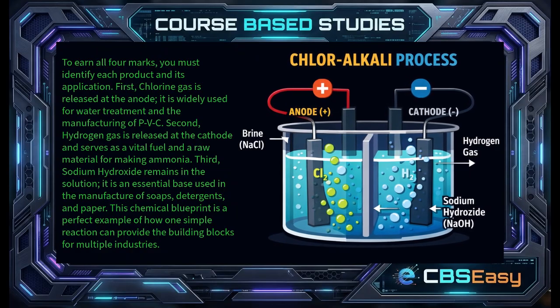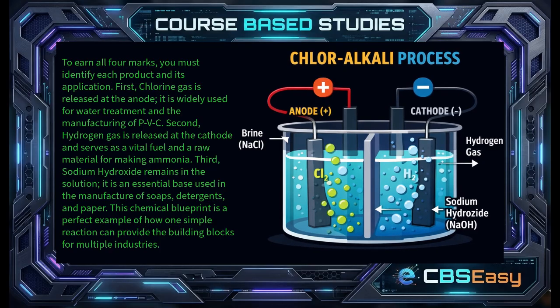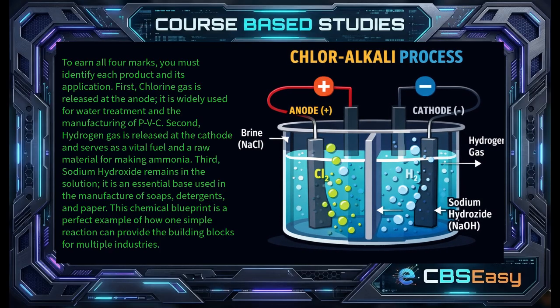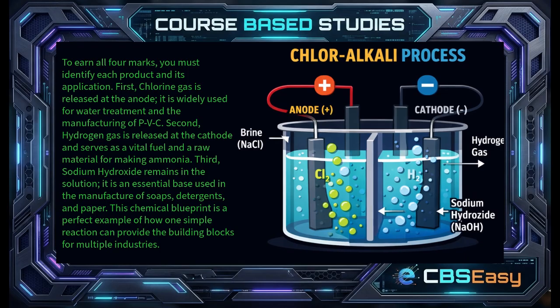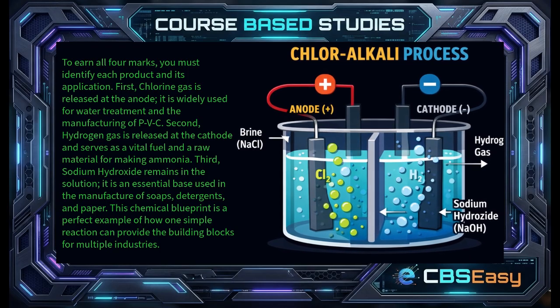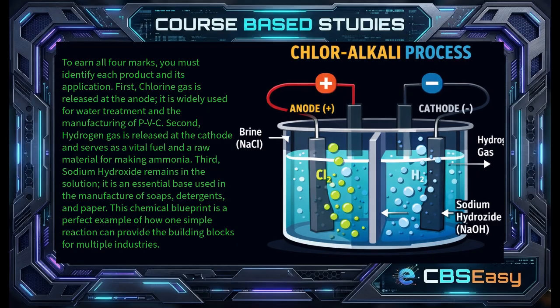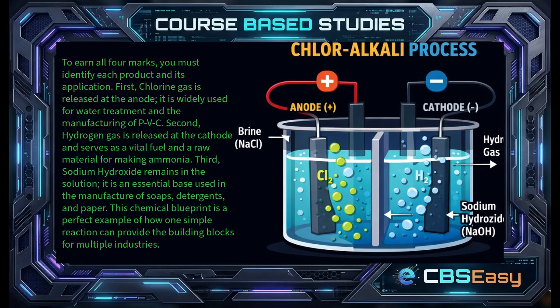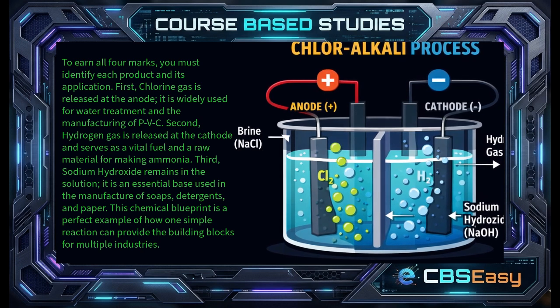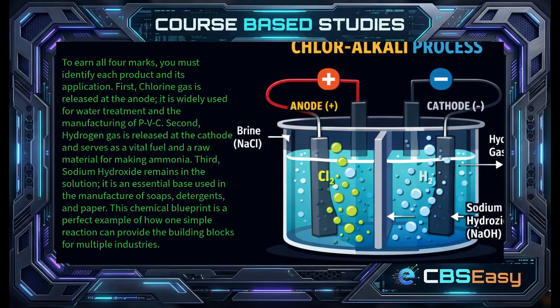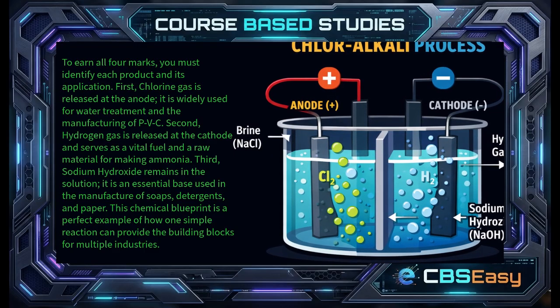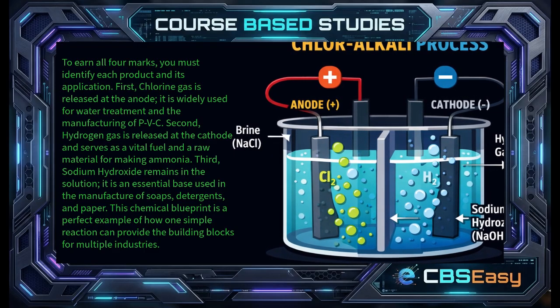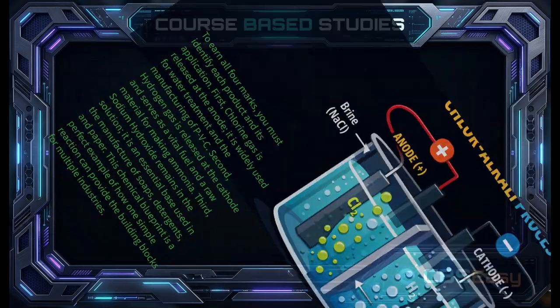First, chlorine gas is released at the anode. It is widely used for water treatment and the manufacturing of PVC. Second, hydrogen gas is released at the cathode and serves as a vital fuel and a raw material for making ammonia. Third, sodium hydroxide remains in the solution. It is an essential base used in the manufacture of soaps, detergents, and paper. This chemical blueprint is a perfect example of how one simple reaction can provide the building blocks for multiple industries.